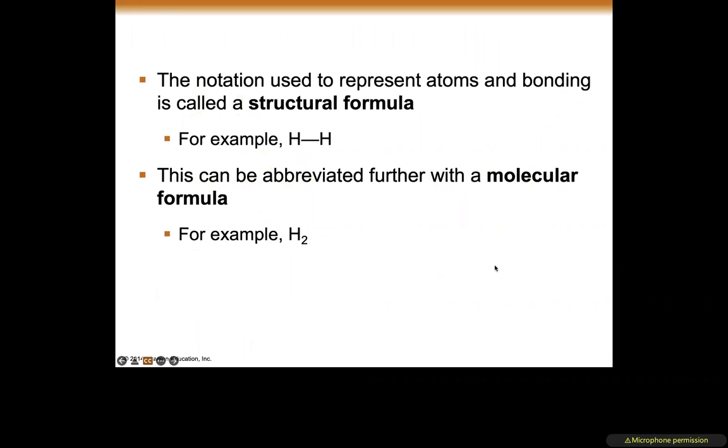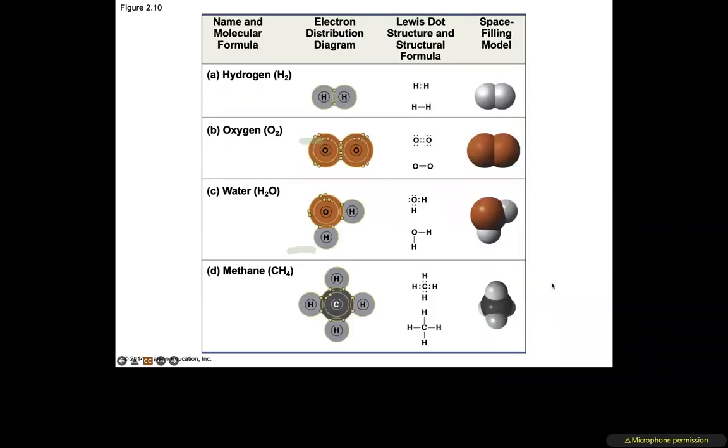All right, so we've shown you a lot of different things. We've shown you the structural formula. So this is the structural formula that shows the bond. The molecular formula is just how we write it. So when we talk about the molecular formula, as you can see here, there's even more than just that. We have the name of the molecule and the molecular formula.